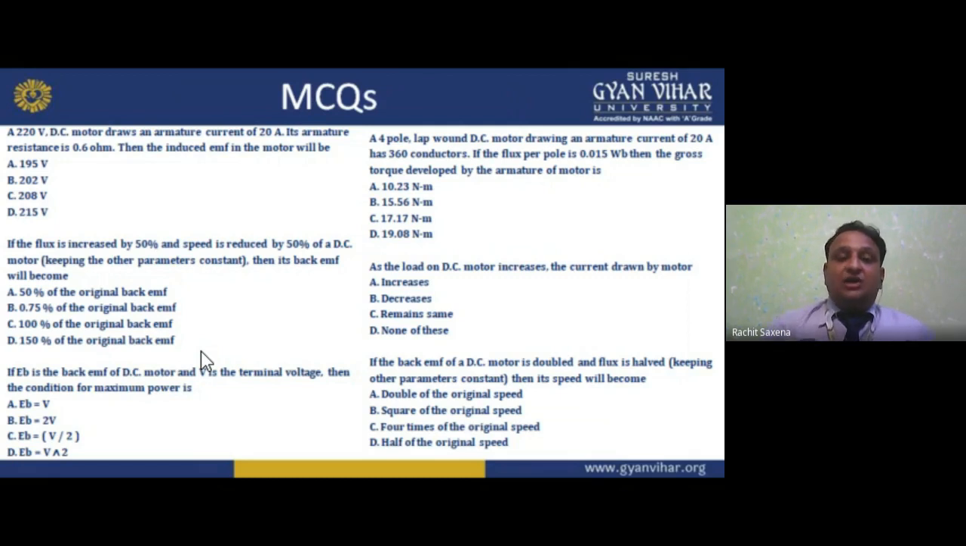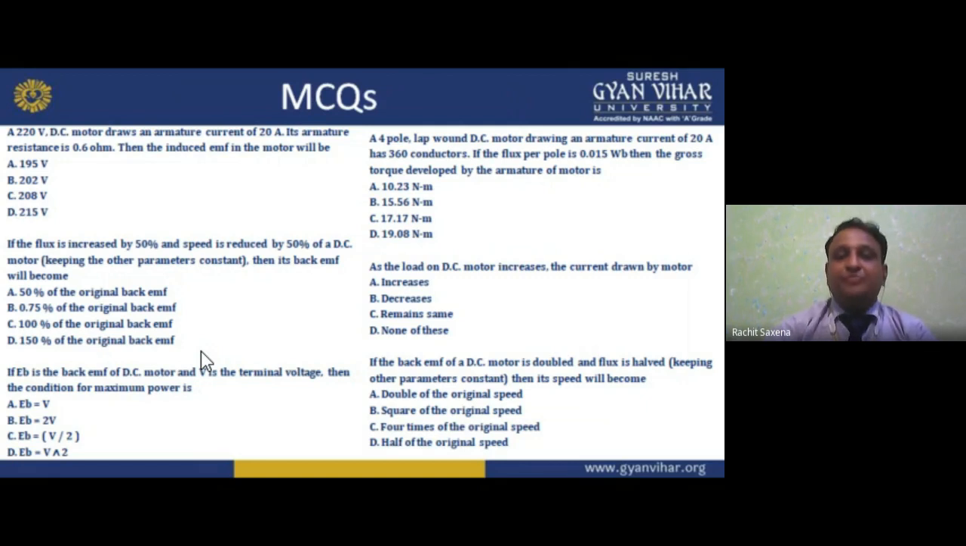First, a 220 volt DC motor draws an armature current of 20 ampere. Its armature resistance is 6 ohm. The induced EMF in the motor will be, you can calculate with the given equation, 208. If the flux is increased by 50% and speed is reduced by 50% of a DC motor, keeping the other parameters constant, then its back EMF will become what? Again 100% of its original back EMF. If EB is the back EMF of a DC motor and V is the terminal voltage, then the condition for maximum power is EB equals V by 2.